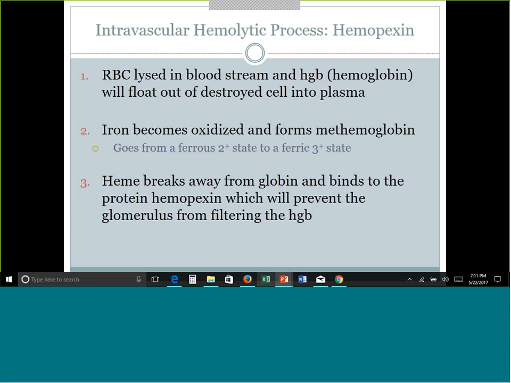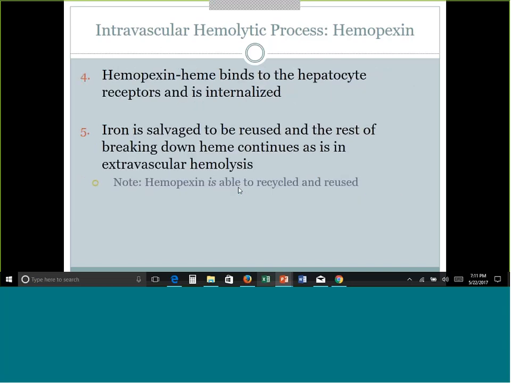Basically just know it binds with hemopexin to save it from the kidneys. Then they will bring that to the liver just like the haptoglobin. Hemopexin is able to be recycled though. Once it brings it to the liver, drops it off, it goes back. It can be reused. We can keep using hemopexin.